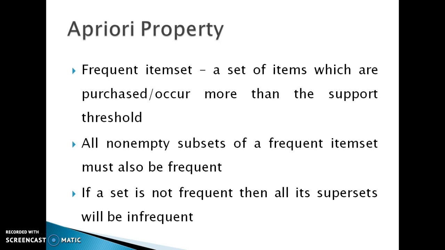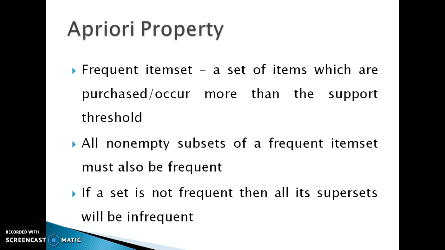item set is frequent. Now, the Apriori property is, if you generate all possible subsets of a frequent item set, then all these subsets will also be frequent. In other words, if a particular set itself is not frequent, that is, buying bread comma butter is not frequent, then there is no way that a combination containing this set, that is a superset, is frequent.